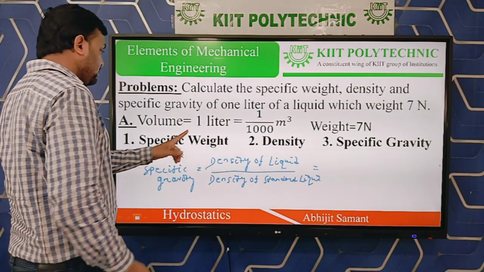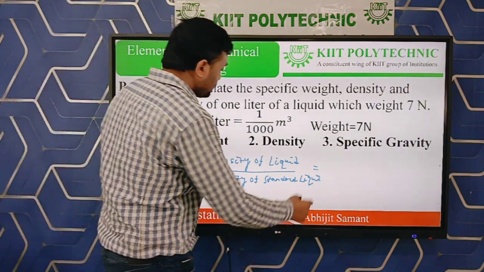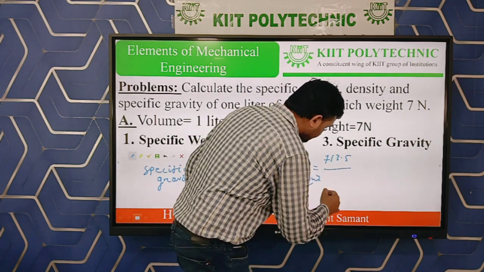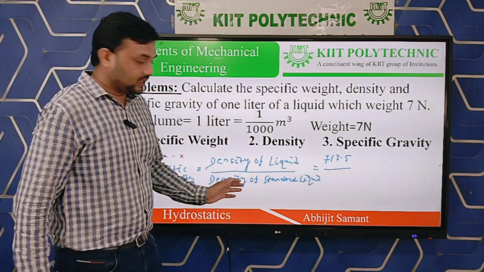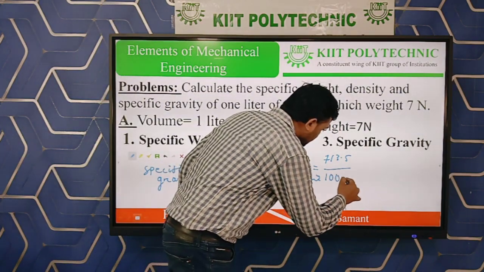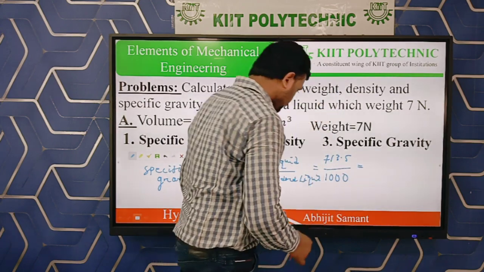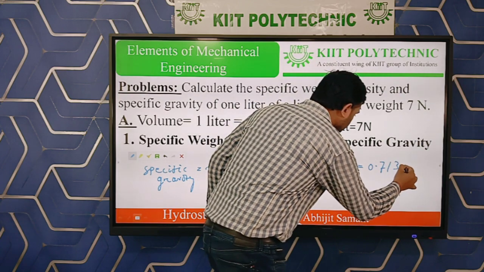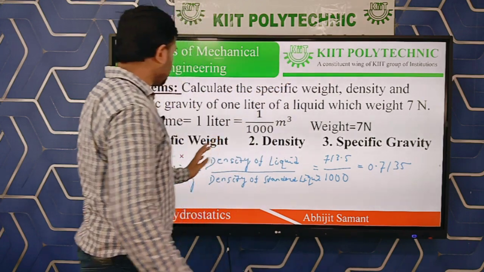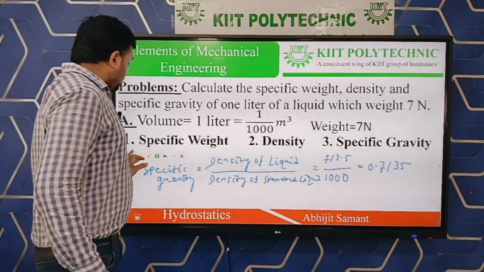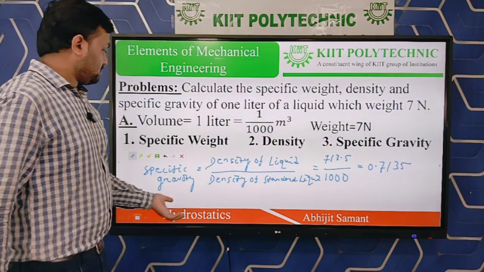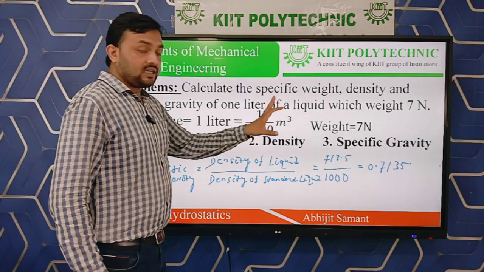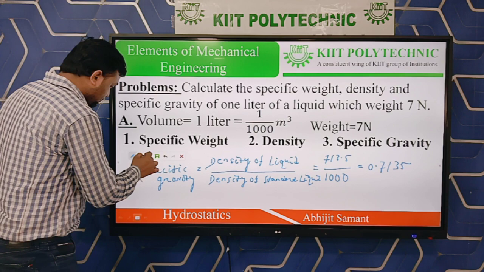So what is the density of the unknown liquid? This is 713.5, divided by the density of the standard liquid. We are taking the standard liquid as water, so its density is 1000. So the specific gravity is 0.7135. For this problem, this is your answer. We derived the specific weight, density, and specific gravity. Okay, let's come to the next slide.